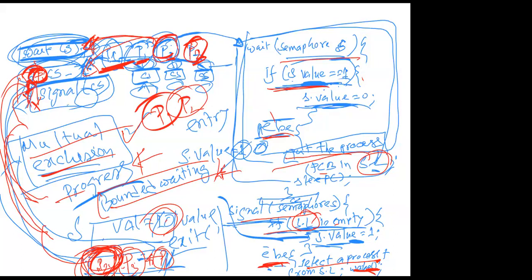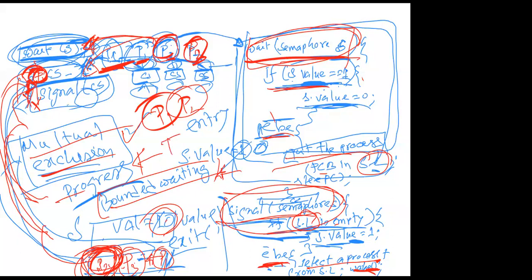Also, it executes in kernel mode, because the wait function and signal function are system calls, so they should execute in kernel mode. Also, these are hardware independent. Even though there are two system calls here, signal as well as wait, these two methods are common for all operating systems. So it is hardware independent.